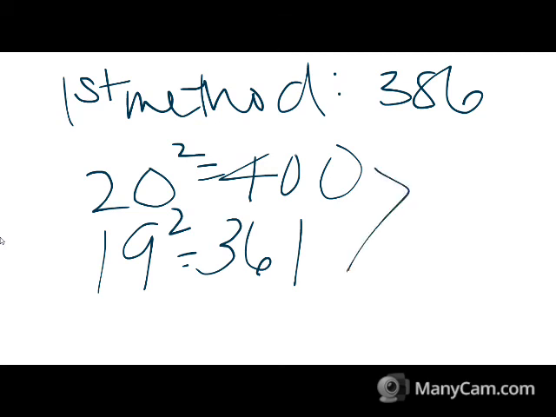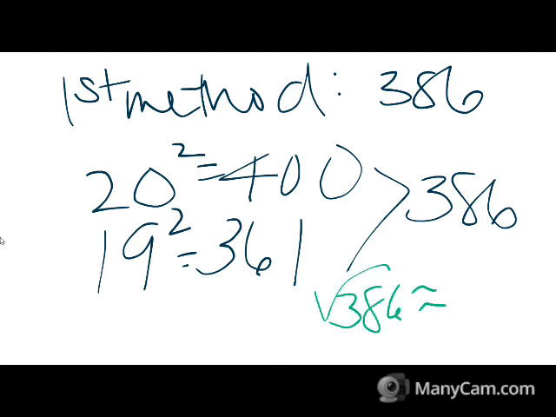If you look at that, 386 is between both of them. So, because 386 is closer to 400, we can approximate that the square root of 386 is roughly 20. So therefore, that is approximating the side length, 20 microns.